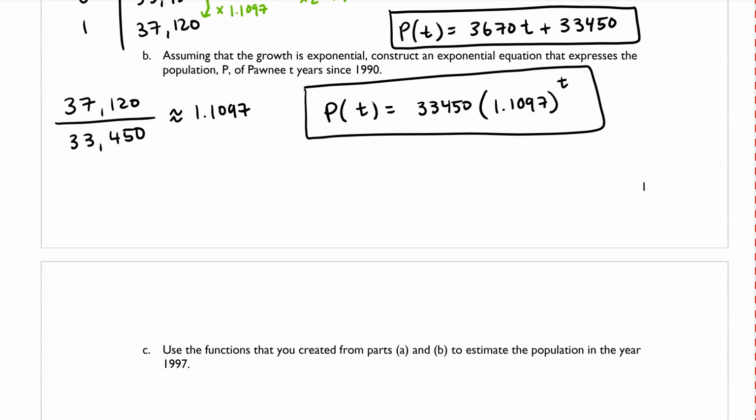Okay, so part C says use the functions that you created from parts A and B to estimate the population in the year 1997. So we are going to have 2 estimations, one if we use the linear function and one if we use the exponential function.